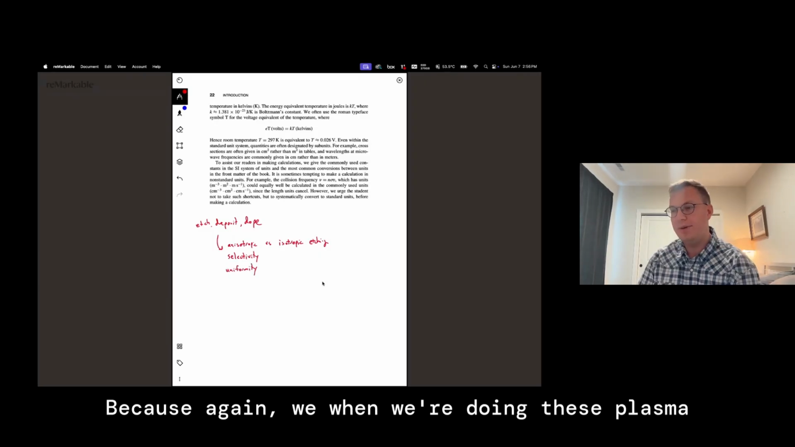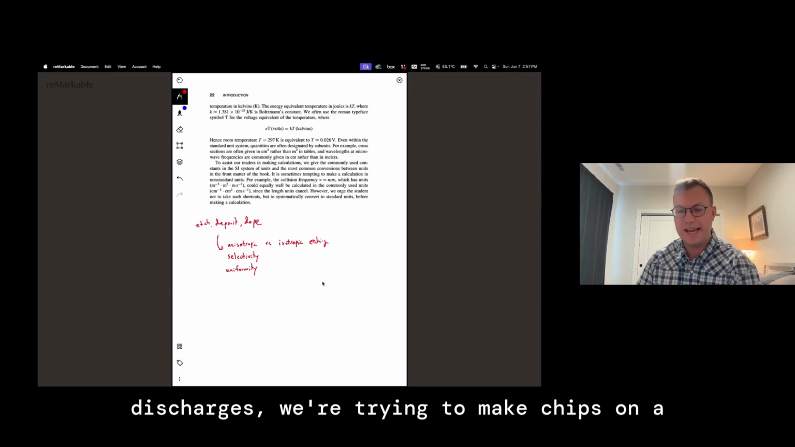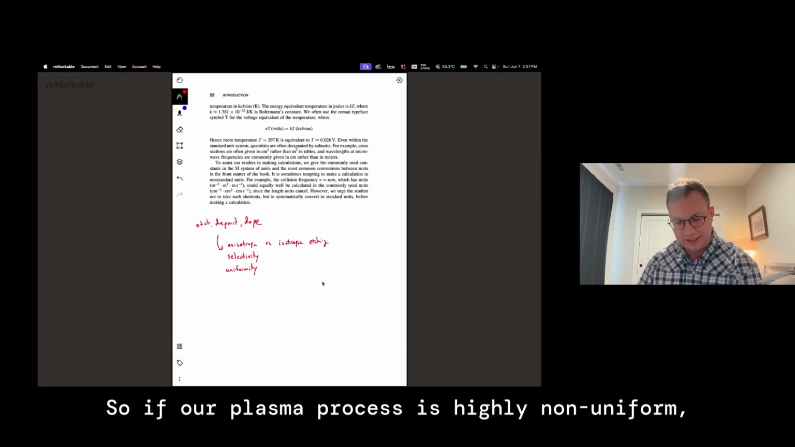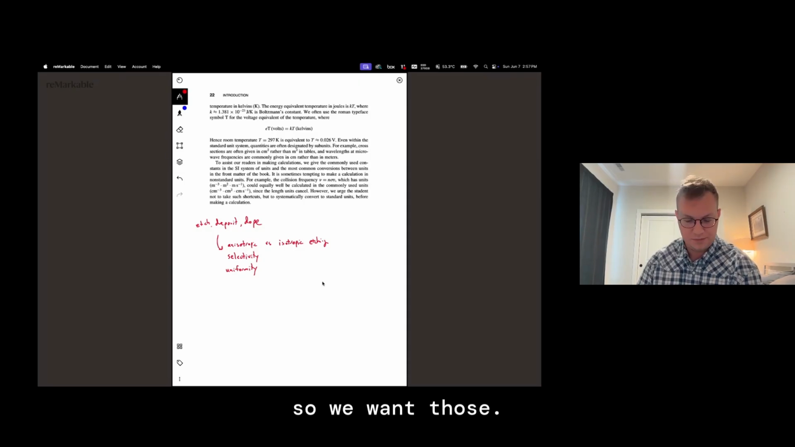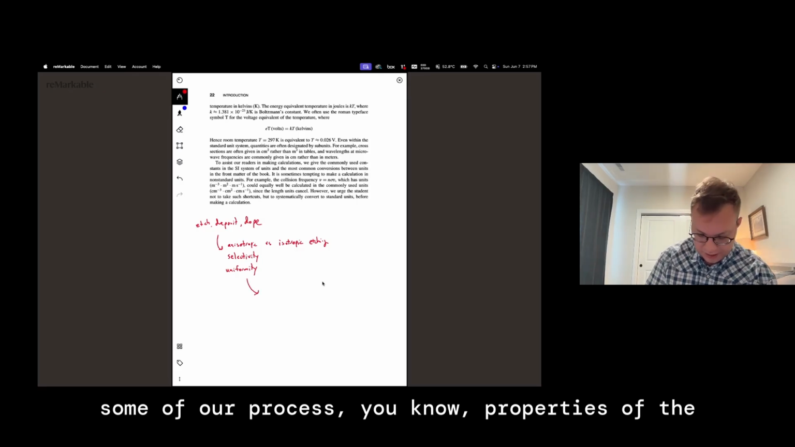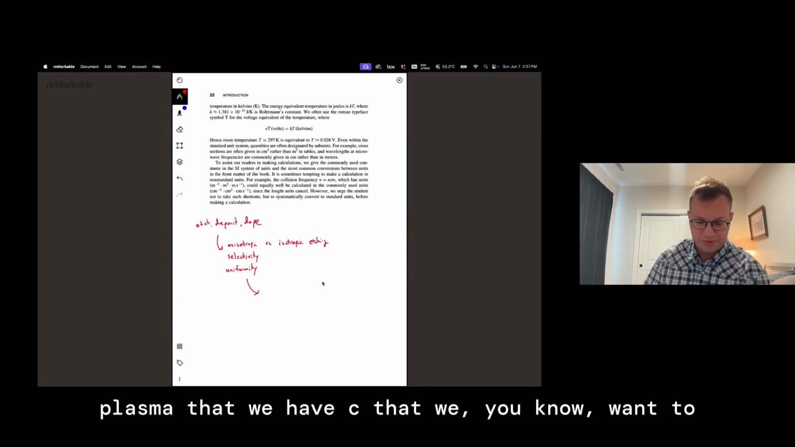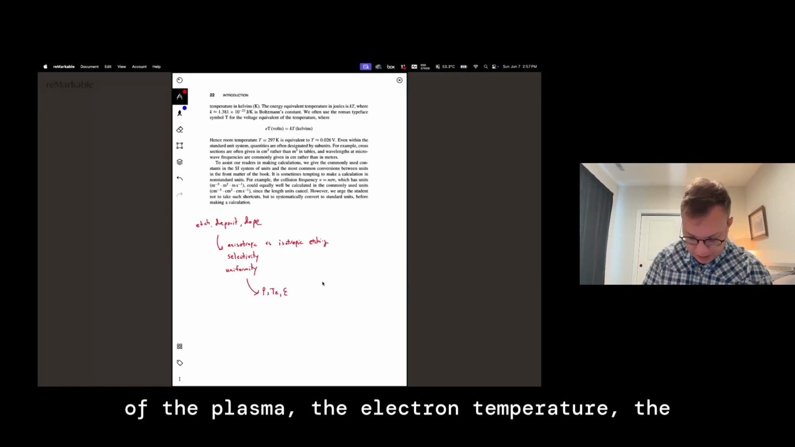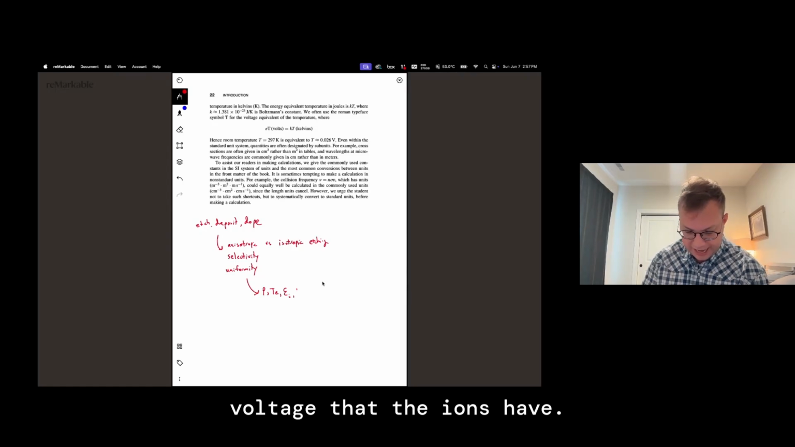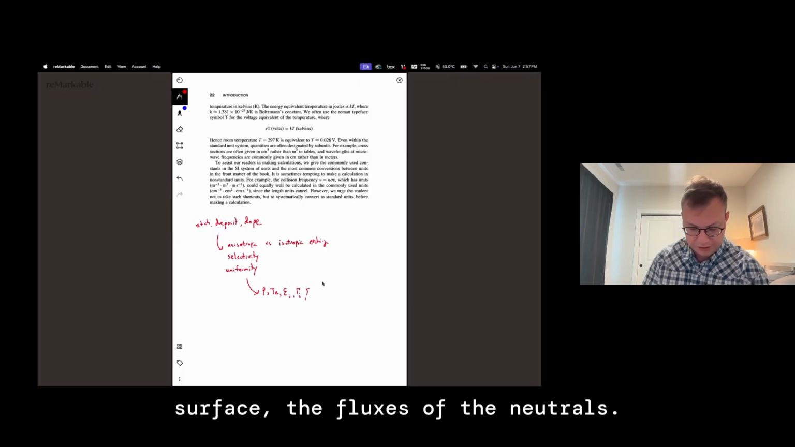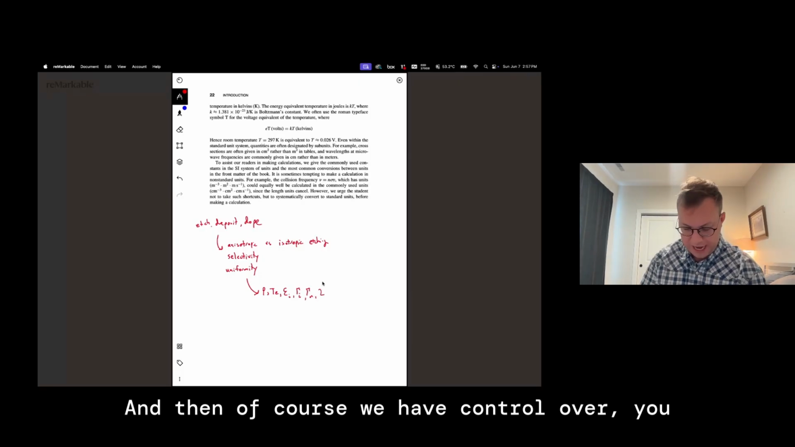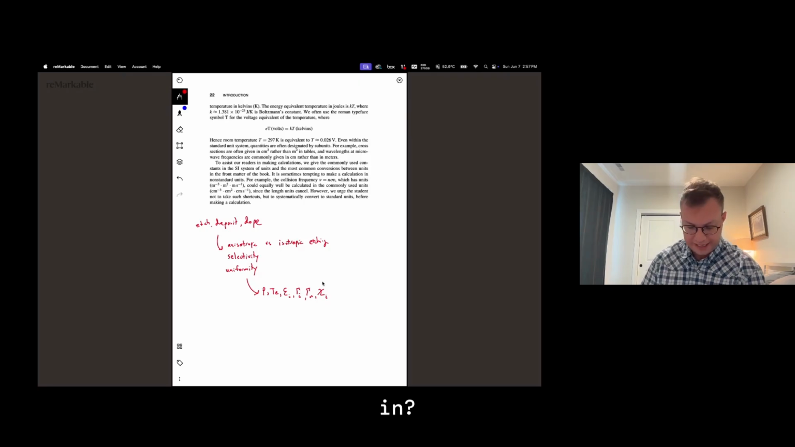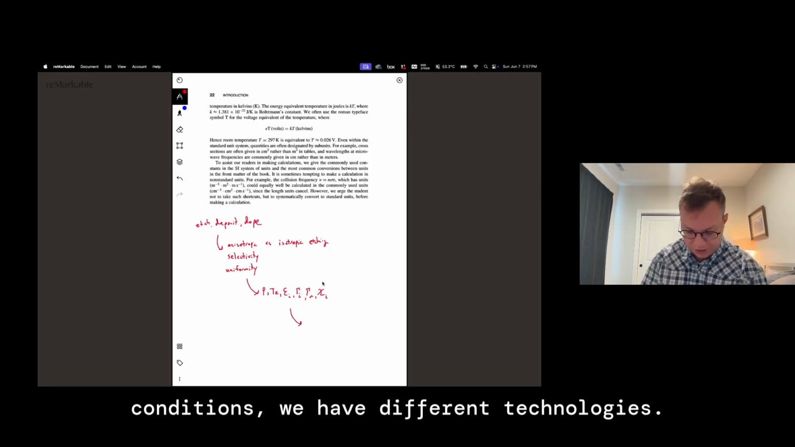Because again, when we're doing these plasma discharges, we're trying to make chips on a wafer, and we would like every chip to come out the same. So if our plasma process is highly non-uniform, it's very difficult to do this. So we want those. Some properties of the plasma that we want to choose are the pressure of the plasma, the electron temperature, and the voltage that the ions have. We want to control the fluxes of our ions to the surface, and the fluxes of the neutrals. And then, of course, we have control over our species fraction, the fraction of species i, so what gases are we feeding in?